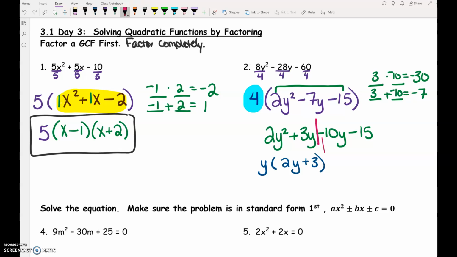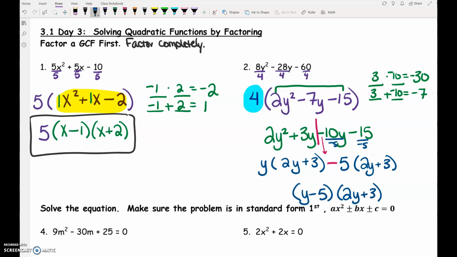We need to drop this negative sign down. You need to use that negative. Negative 10y and negative 15 have negative 5 in common. And that will leave us with 2y plus 3. So our factored form is y minus 5, 2y plus 3. And don't forget there was a 4 in front. Okay, so really that was just combining the skills of greatest common factor and factoring trinomials that we've done the last 2 days.